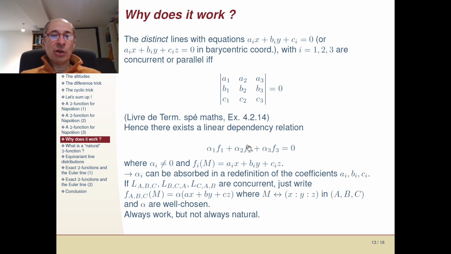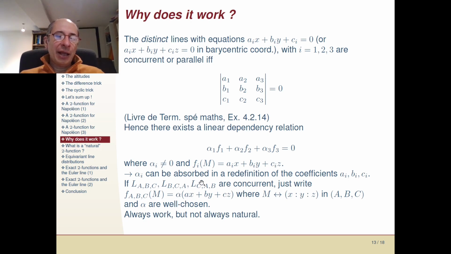Multiplying this equation by the correct factor, you will obtain a cyclic property. So you will be able to define a 2 function in an ad hoc way. So in a way, the cyclic trick we have talked about always works. But it's not always a natural thing to do, because you have to choose the correct normalization factor.